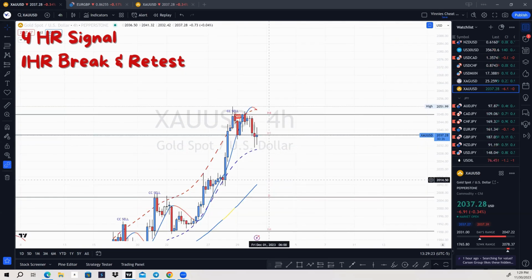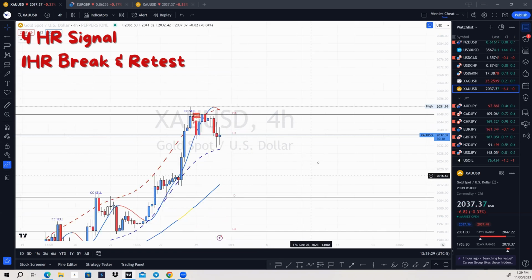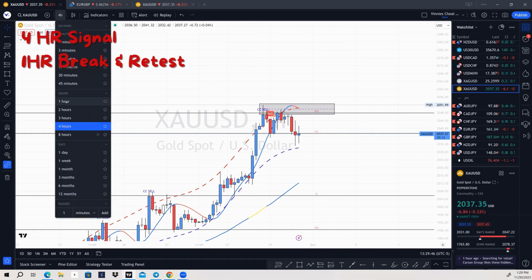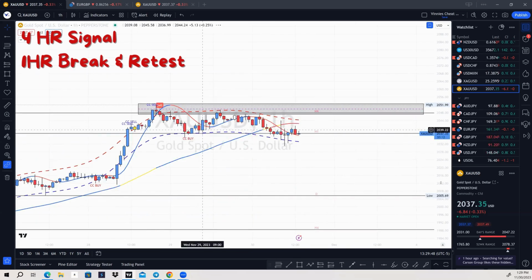Here on gold, we had a CC sell. This was the highest point, the CC sell, an extreme in the market. So what you want to do is highlight this area, highlight the wick. 4-hour signal, 1-hour break and retest. Let's go to the 1-hour time frame.